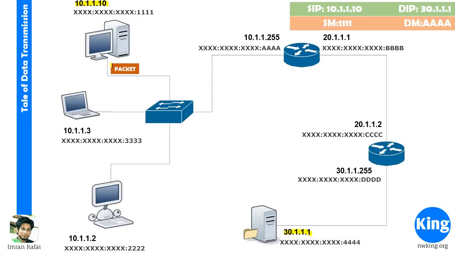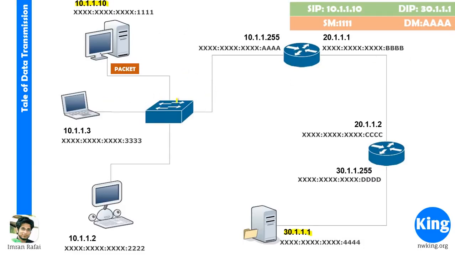So if the destination IP address is not in the same network, it has to forward that packet to the gateway, right? If it's a Windows computer, when we configure the IP address, we also configure the default gateway, right? So it knows that the default gateway is 10.1.1.255. Now if it knows the MAC address, it creates a packet. But if it does not know the MAC address, the same ARP request is sent again, and it's sent to everybody. This router will respond with its MAC address, which is AAAA, and then it will create the packet.